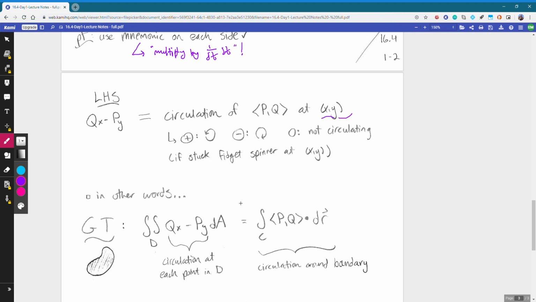And so the nice physical interpretation here is that the right-hand side says we can move along our boundary curve C, going counterclockwise, and find the circulation of our vector field along our curve. So we can move along our boundary curve counterclockwise, find the circulation of our vector field.